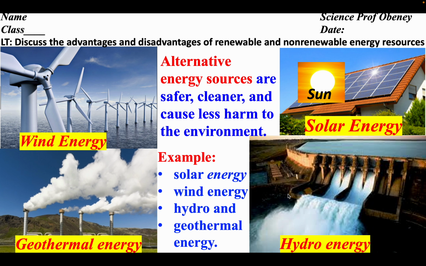So alternative energy resources are alternatives to fossil fuel. Alternative energy resources are safer, cleaner, and cause less harm to the environment. Examples are solar energy, wind energy, hydro energy, and geothermal energy, which is heat energy from the ground.